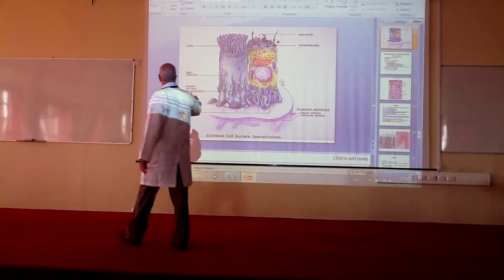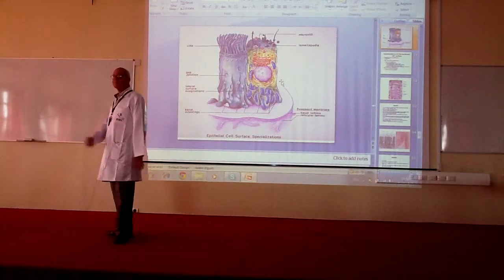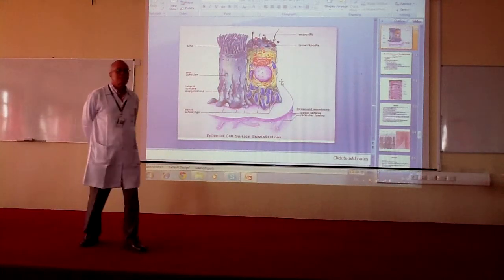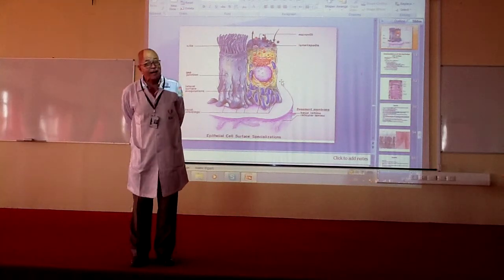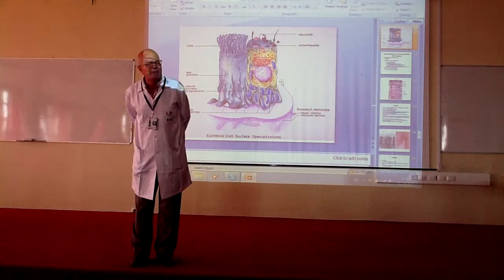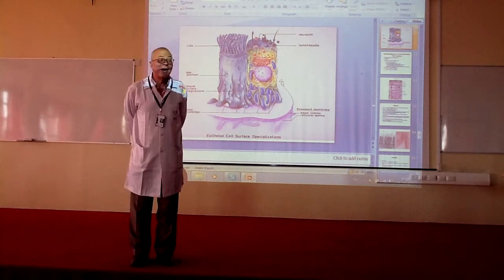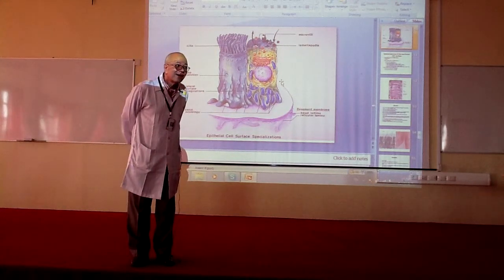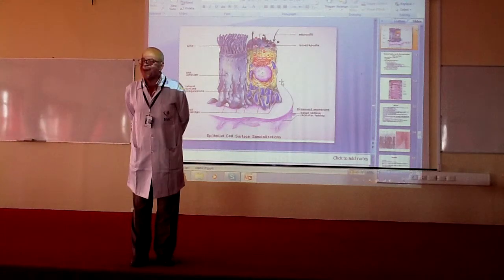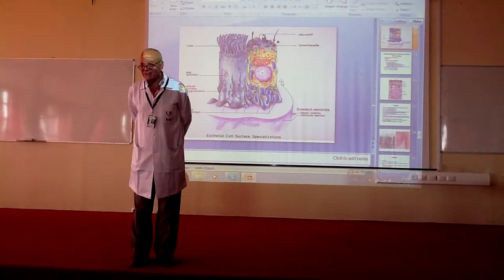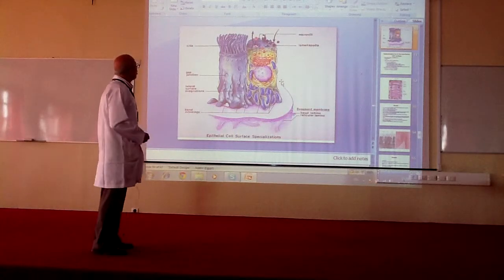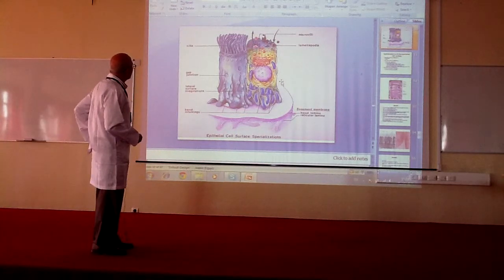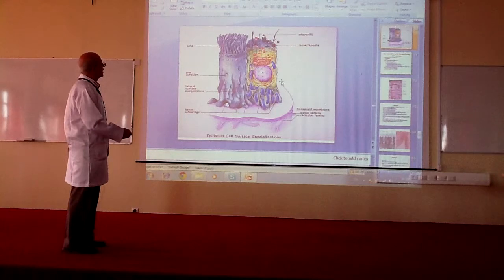Cilia. Where can we find the cilia? In the nose, respiratory tract. Do we find cilia in the male or female system? Yes. Where? Fallopian tubes and uterus. Okay. These are the modifications on the surface.